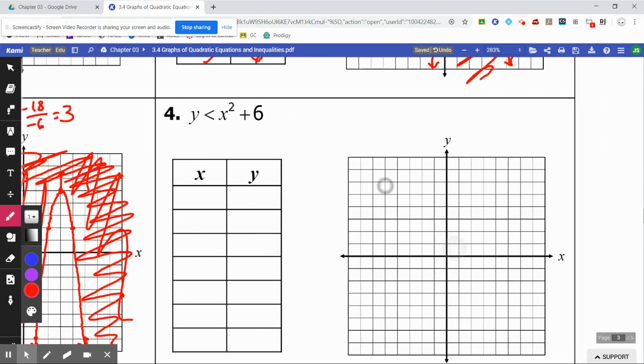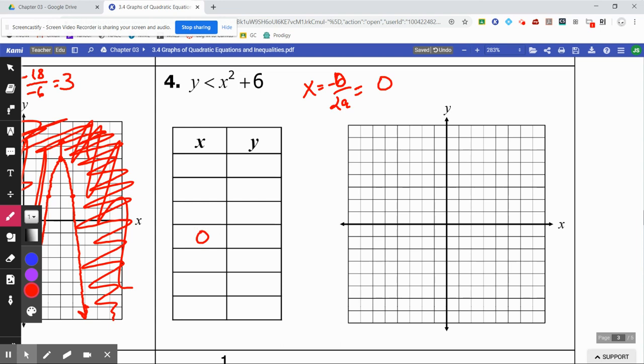Number 4, axis of symmetry, negative b over 2a. Your b value is missing. So since you have negative 0 on top, it doesn't matter what's on the bottom, so 0 is going to be your axis of symmetry, x equals 0. When you plug that in, it gives you 6. So that's going to be 1, 2, 3, 4, 5, 0. 6 will be your vertex.